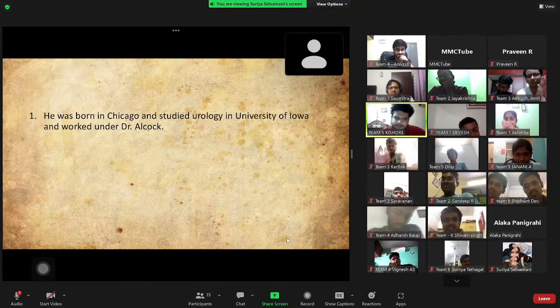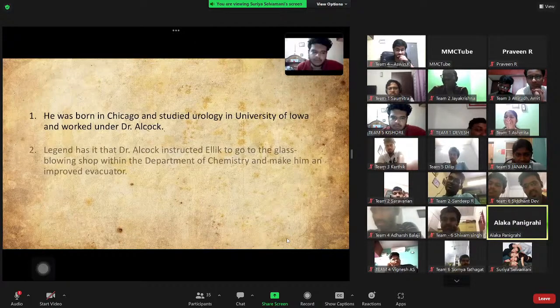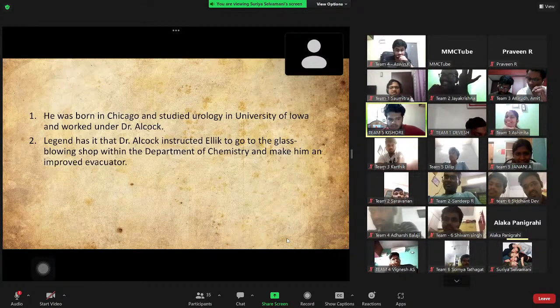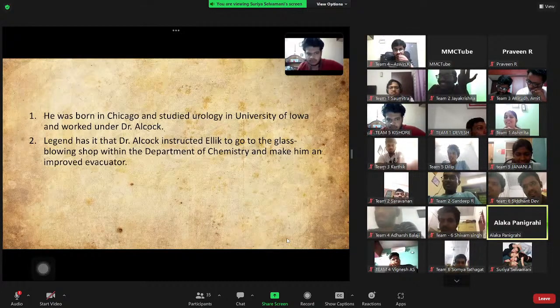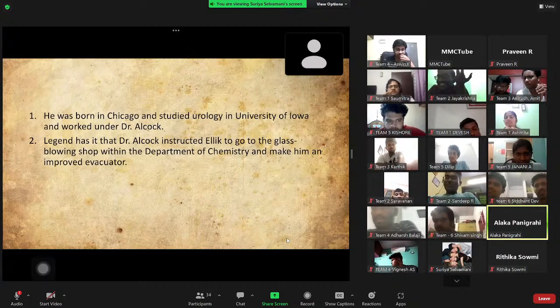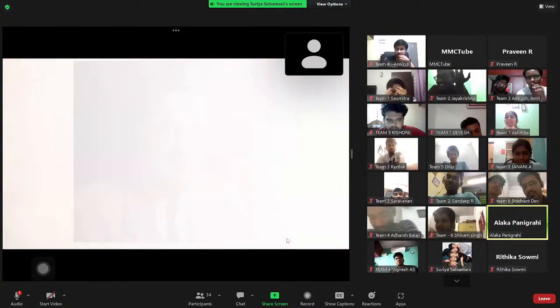Next clue. Sorry. Okay, there was a slight error. I'm really sorry. Can we move back to this clue? Can we go back? Okay. Please don't display the clues. I'll read it. Just don't display the clues.